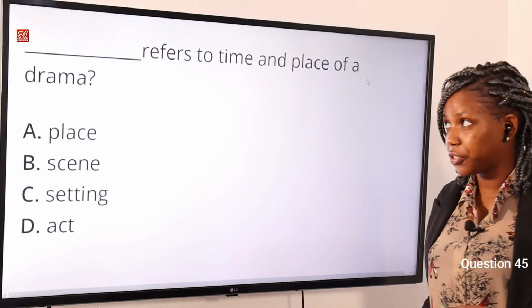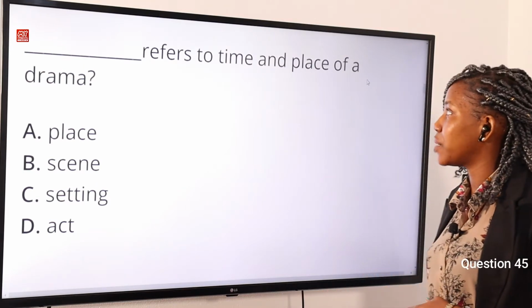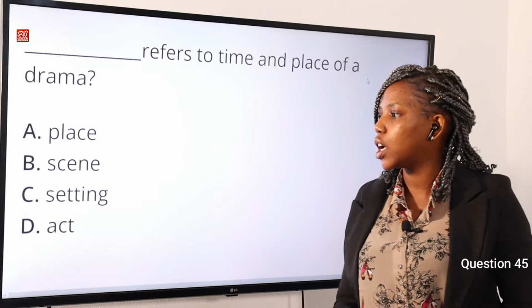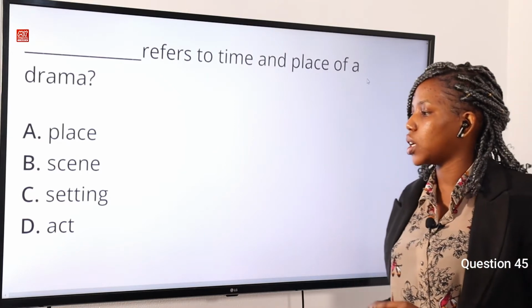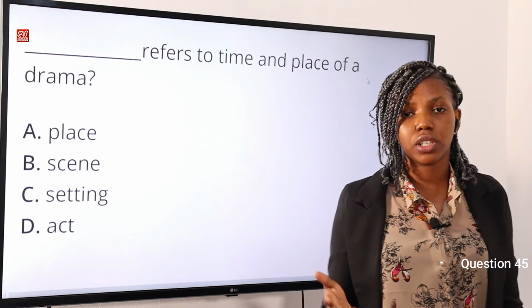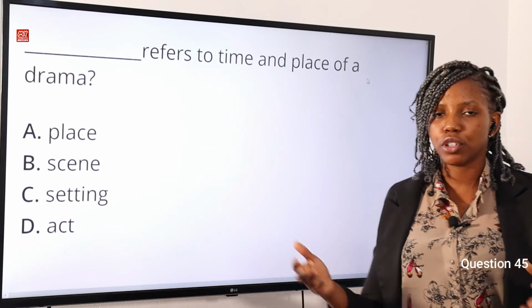Question 45. Dash refers to time and place of a drama. Option A, place. Option B, scene. Option C, setting. Option D, act. Now, the answer to this question is setting. Setting refers to the place and the time of a literary work.